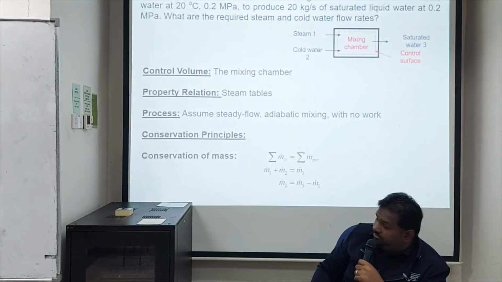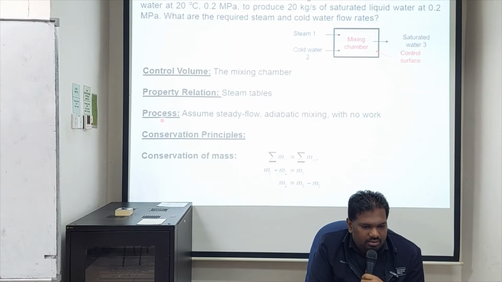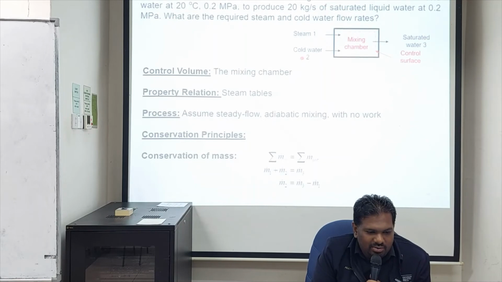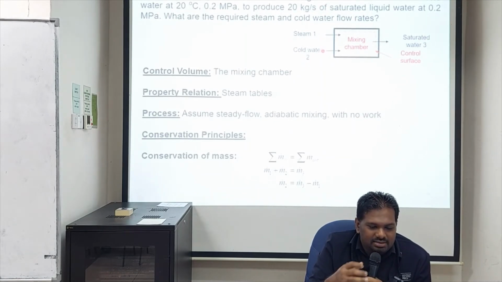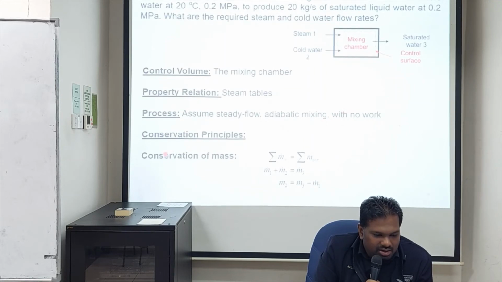Okay, so example. Okay, so it's a mixing chamber. So steam 1 and cold water 2. So it's mixed. So apa yang panas dan cold campur, dia akan dapat saturated water. It's a mixing chamber, control surface. So you use a steam table. The steam table is A5 and A6. Okay, then the process is steady flow adiabatic mixing with no work.